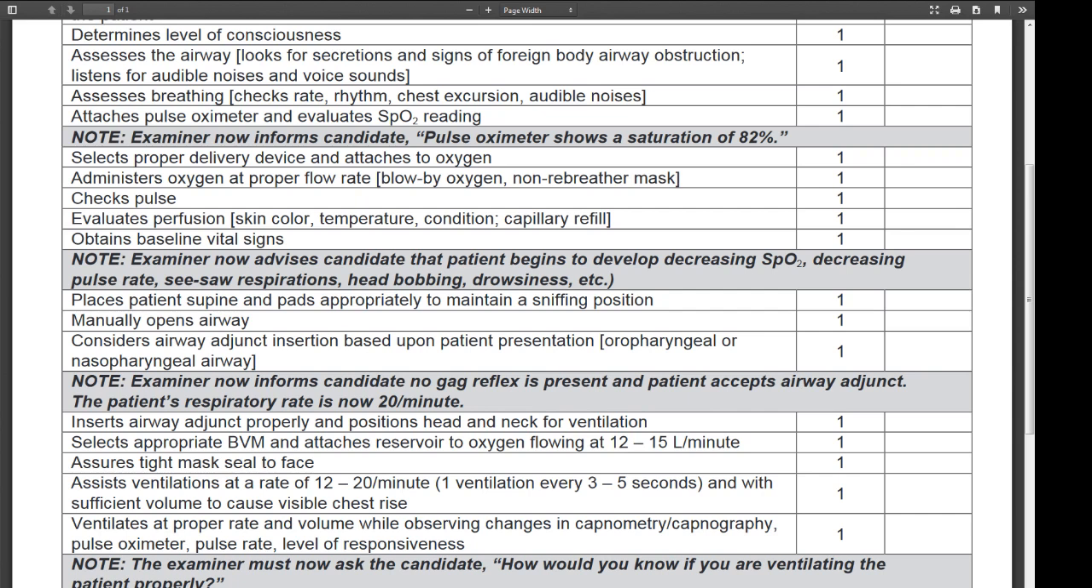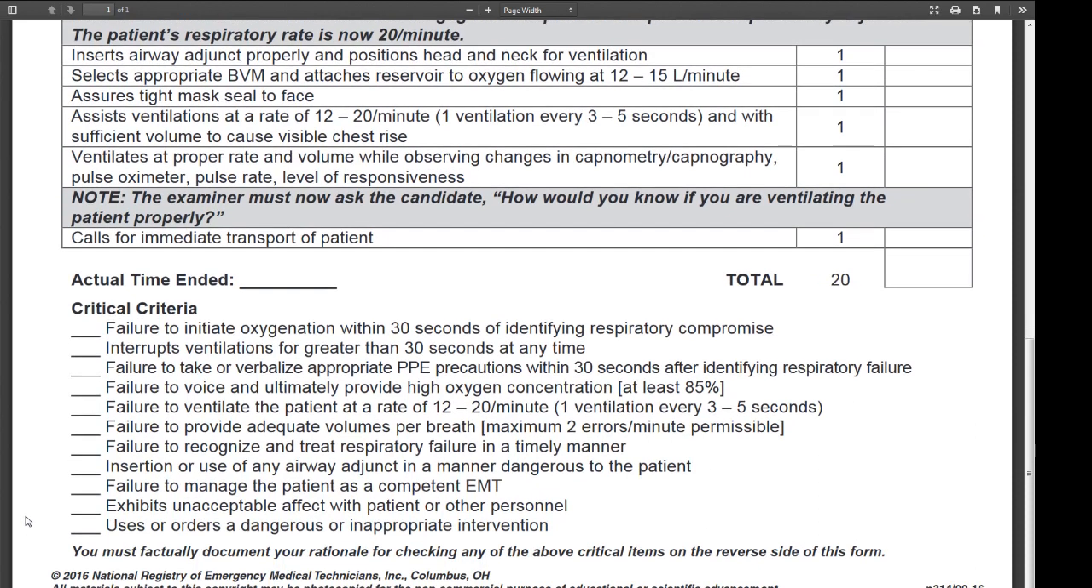Assists ventilations at a rate of 12 to 20, one ventilation every 3 to 5 seconds, and with sufficient volume to cause visible chest rise. Ventilates at proper rate and volume while observing changes in capnometry/capnography, pulse oximeter, pulse rate, level of responsiveness. Note: the examiner must now ask the candidate, how would you know if you are ventilating the patient properly? Calls for immediate transport of patient.